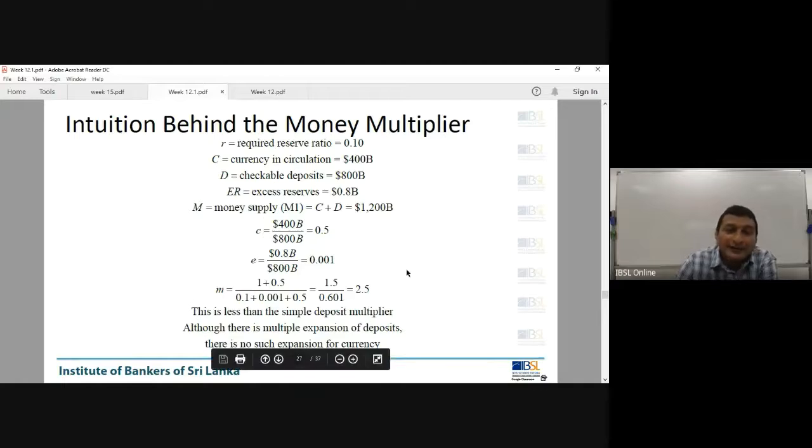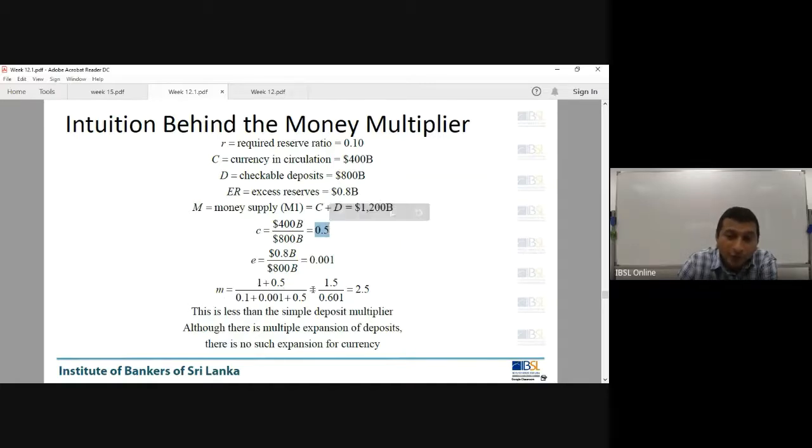So you know what the multiplier equation is. That is nothing but 1 plus small c, 0.5, over small r, that is 0.1, it is given here, plus small e, that is the excess reserve ratio. Small r is the required reserve ratio. And you derived the excess reserve ratio as 0.001.